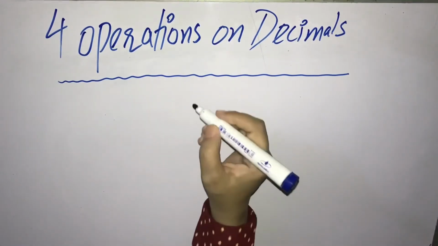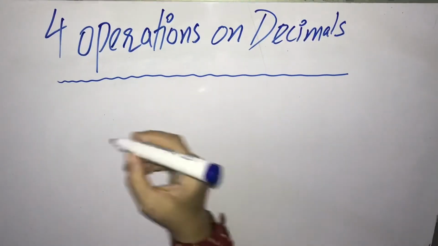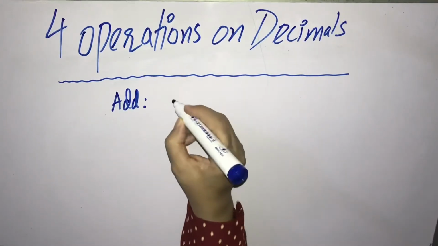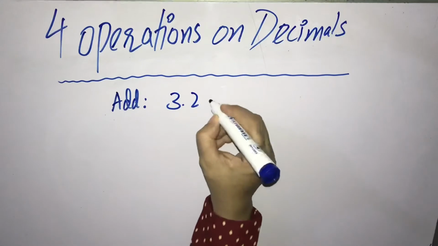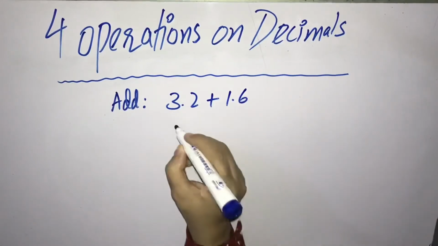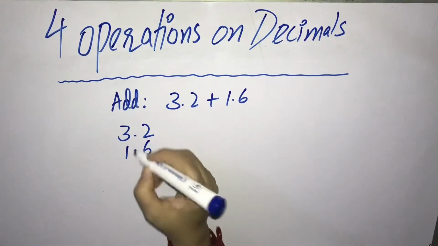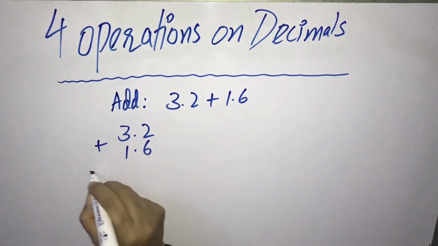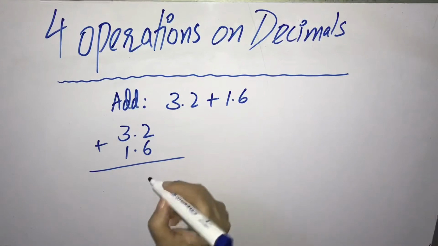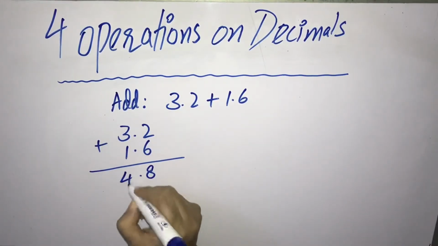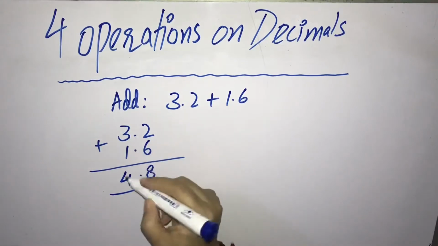Today we are going to learn about 4 operations on decimal numbers. The first operation is addition. If I have to add 3.2 and 1.6, I will first write them in vertical order, decimal below the decimal. I will add the number after the decimal to the number after the decimal and the number before the decimal to the number before the decimal.